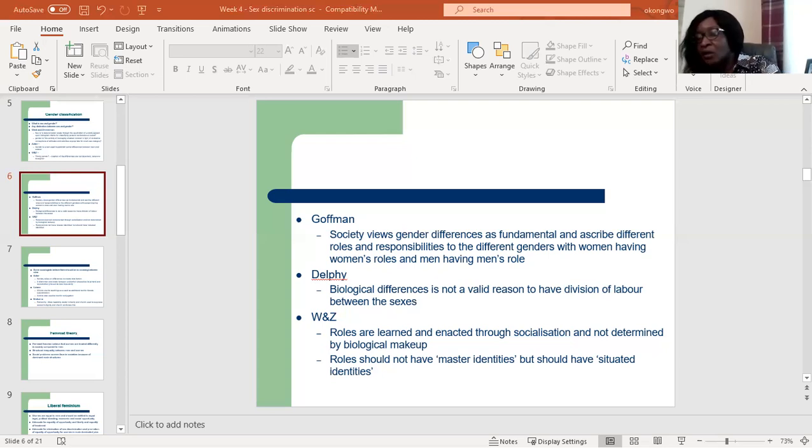West and Zimmerman also went on to say that roles should not have master identities, but that they should have situated identities. In other words, we should not ascribe roles to a particular gender, but to particular situations. So if a woman can go out and work to earn money, and the man can stay home and cook and look after the family, then that's fine. It should be whoever is capable of doing it that should do it, and not that it must be a particular gender.